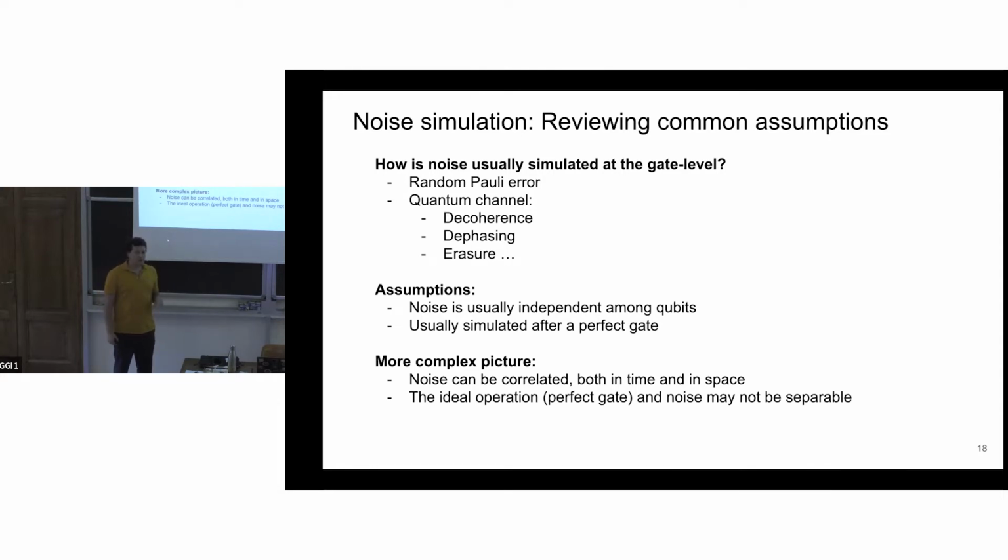But let's also not forget that the picture could be a bit more complex. Noise can be correlated. To some extent, crosstalk is a sort of correlated noise, but both in time and space. And ideal operations such as perfect gates and noise may not be separable. So for example, we may need a superoperator picture to describe what is happening in the system, and we cannot only use the Hamiltonian formalism.